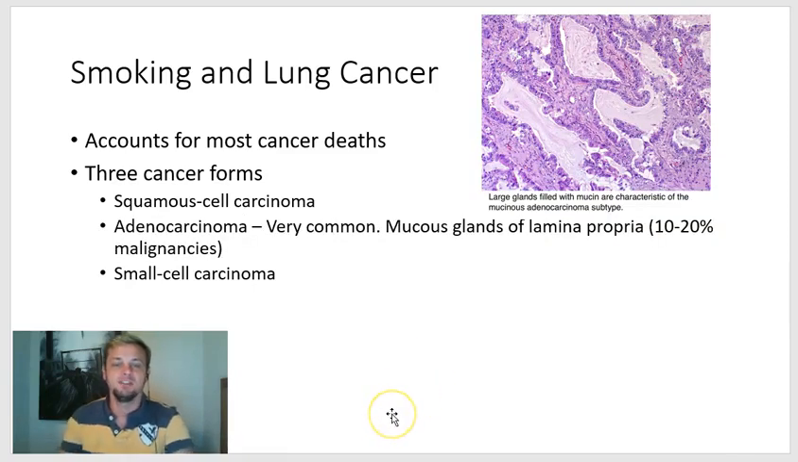The next one is your adenocarcinoma. This one's pretty common. You typically see it in the mucus glands of the lamina propria, and it turns malignant about 10 to 20% of the time. So looking in here, you can see the lumen of this gland in the lamina is just filled with mucus. That's a pretty good sign that you have this adenocarcinoma.